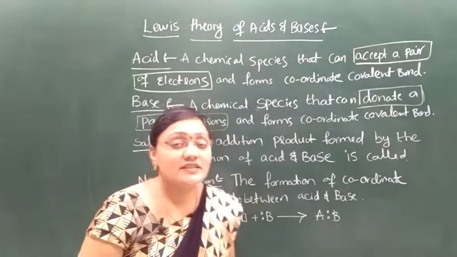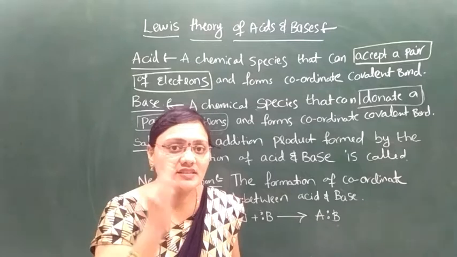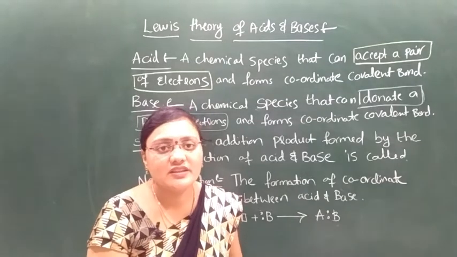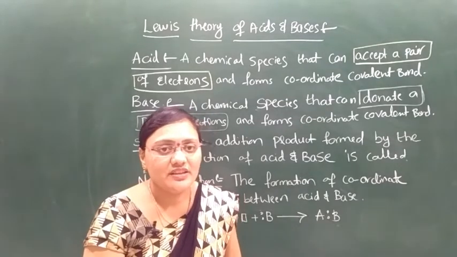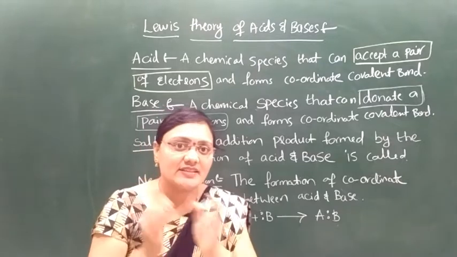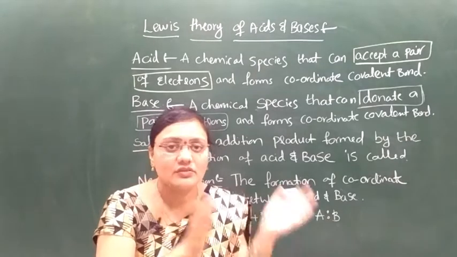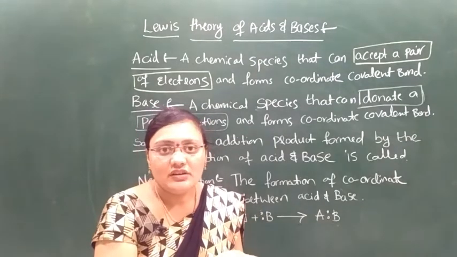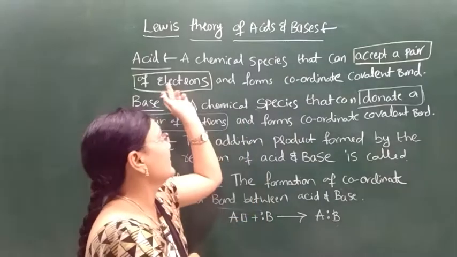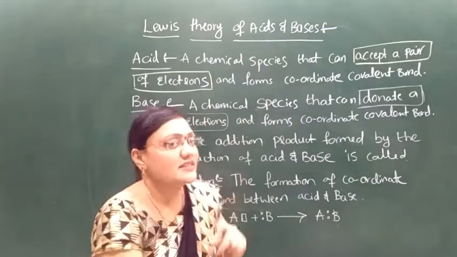Lewis theory of acids and bases. There are three theories: Arrhenius theory, Bronsted theory, and Lewis theory. This Lewis theory is different from the Arrhenius acid-base definition, and also different from the Bronsted acid and base definition. This is also a different definition: the Lewis theory of acids and bases.